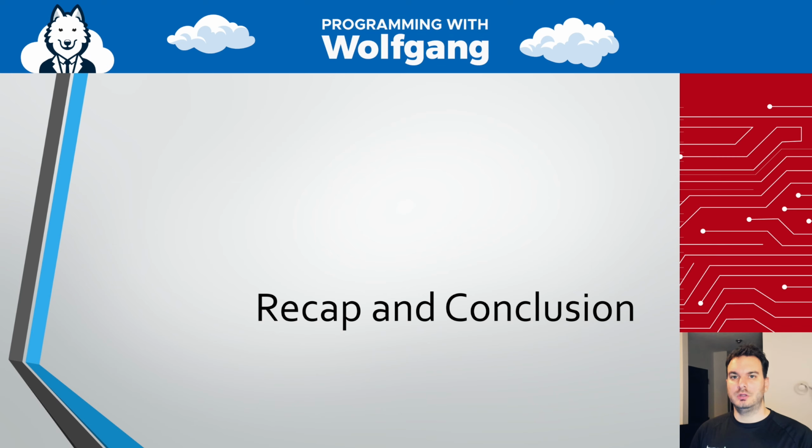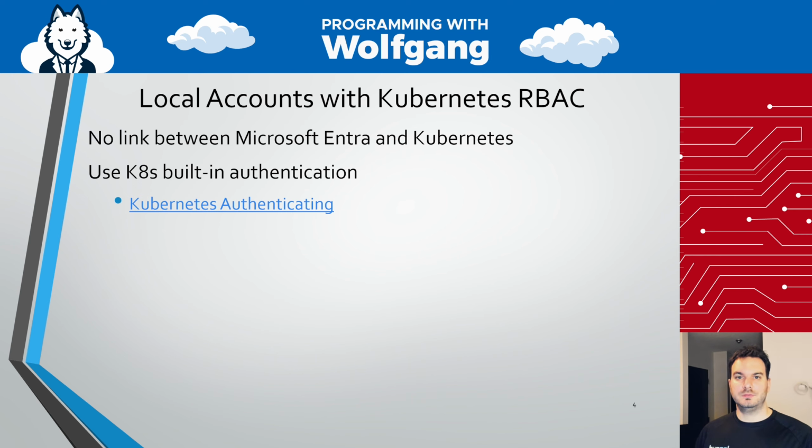Let's recap all the free authentication modes we have in AKS. The first one, as we have seen, is local accounts with Kubernetes RBAC. In this mode, we don't have a link between Microsoft Entra or Azure and Kubernetes. And if you want to do authentication, you can do this with the built-in Kubernetes tools.